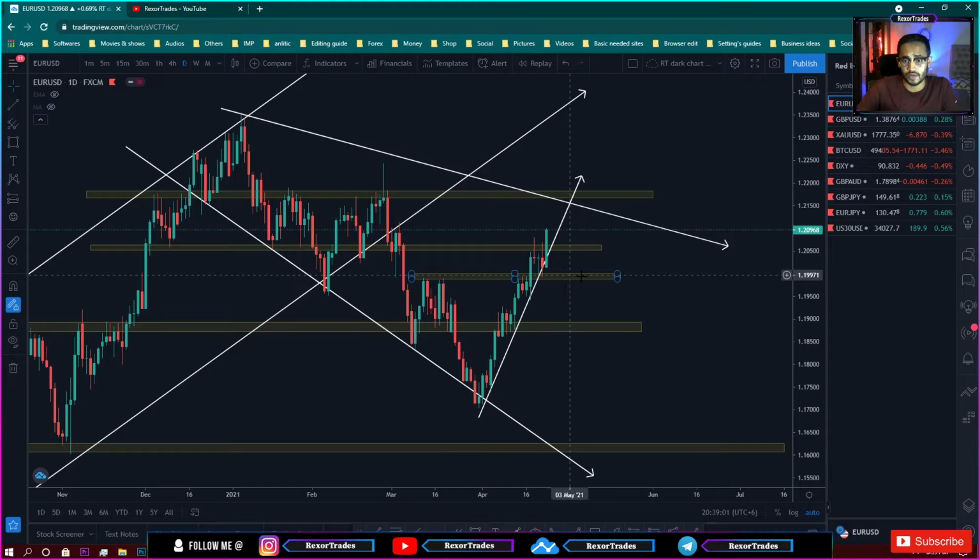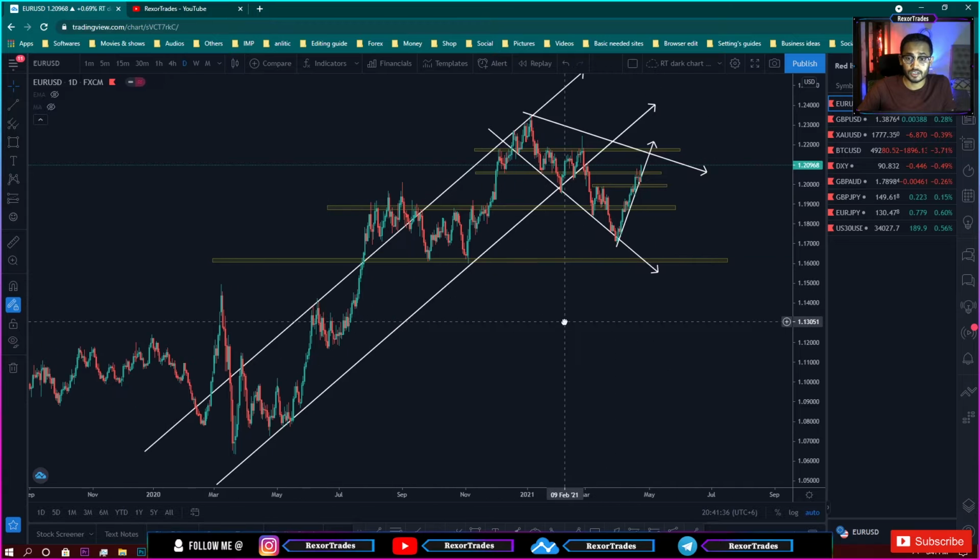We'll be waiting at this zone. Euro US dollar might make a retest over this zone and then retest this zone, or it can already be making its downward movement by breaking this zone. So we'll be waiting at this zone. If Euro US dollar breaks and closes below this zone, that's when we'll be looking to enter short on Euro US dollar. So that's my analysis for the Euro US dollar chart for the week ahead.